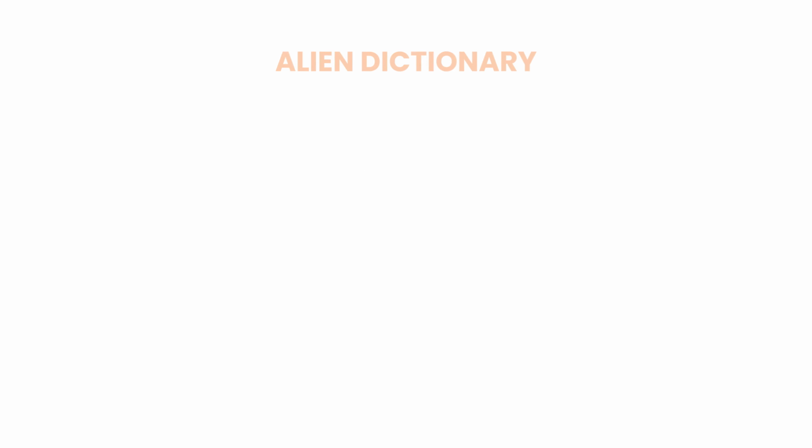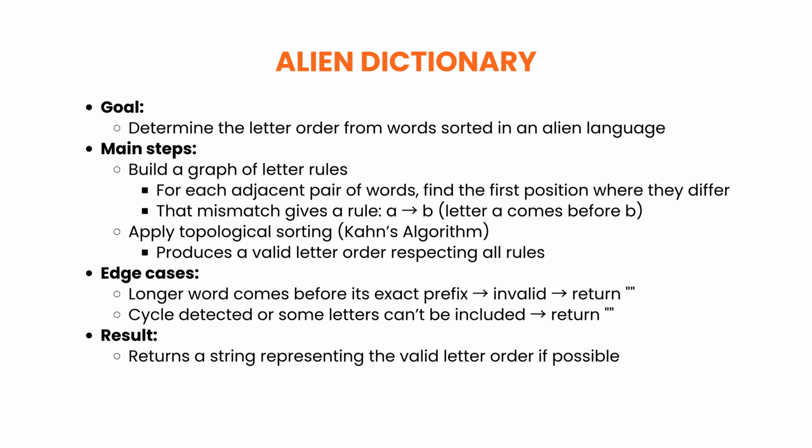Let's try to implement it using solution 1. Time complexity, O(V plus E). The concept discussion. We're given words already sorted in an alien language, and we need to figure out the letter order. The key idea is to build a graph of letter rules. If letter A must come before B, we add an edge A to B. We discover these rules by comparing each adjacent pair of words and finding the first position where they differ. That first mismatch tells us the ordering rule. After we build all rules, we run topological sorting, Kahn's algorithm, to produce a valid letter order.